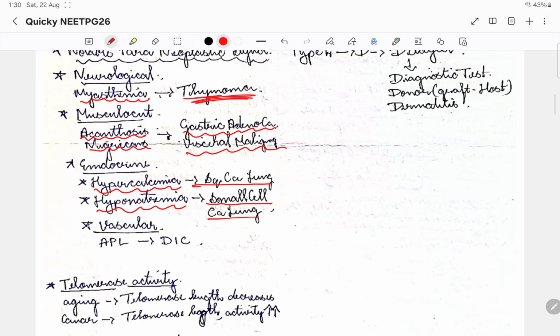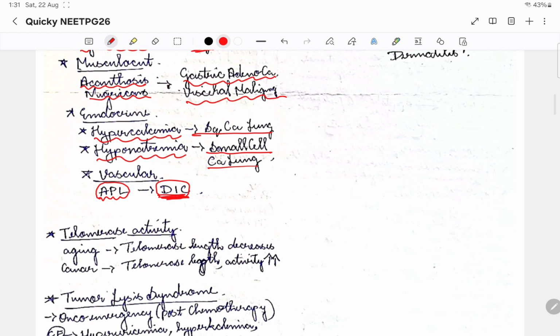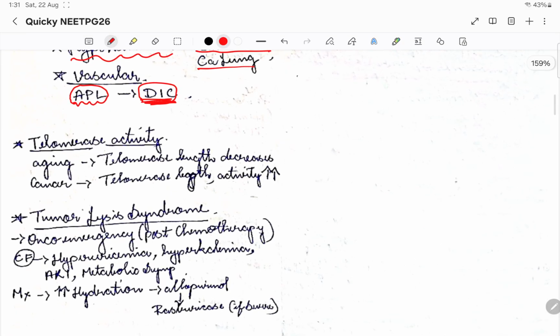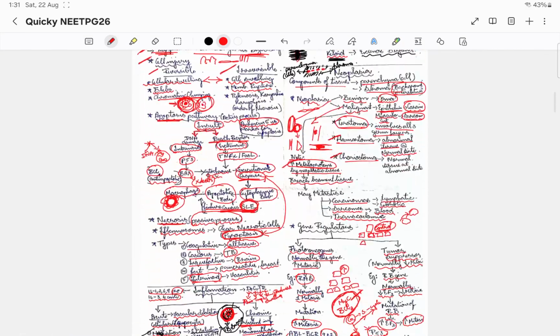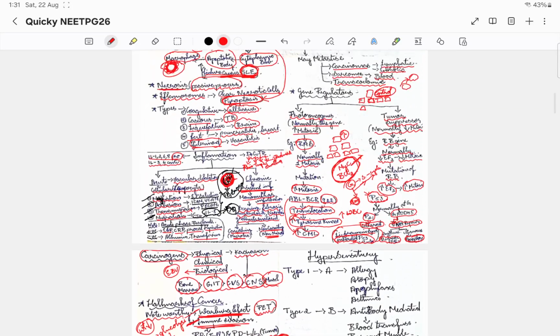Then DIC, that we can suspect in APL. APL is a type of blood cancer. We'll discuss more about it in hematology. So DIC can be suspected here. Then this is all about neoplasia. This is all and everything that you need to know about neoplasia basics.